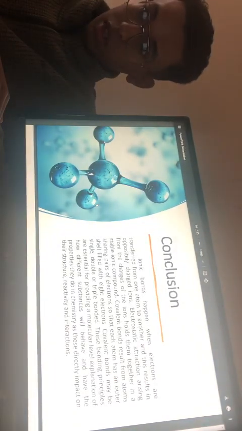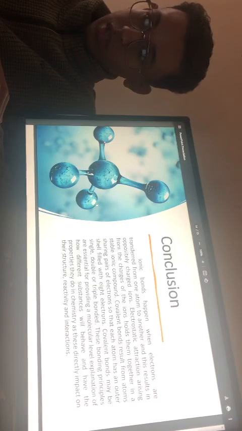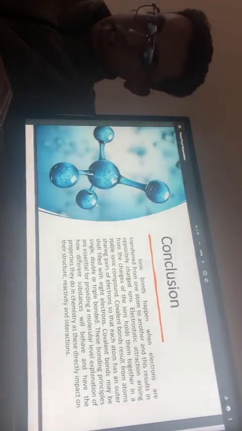These bonding principles are essential for providing a molecular level explanation of how different substances will behave and have the properties they do in chemistry, as these directly impact their structure, reactivity, and interactions.